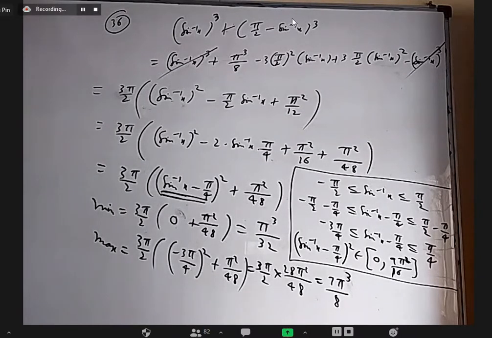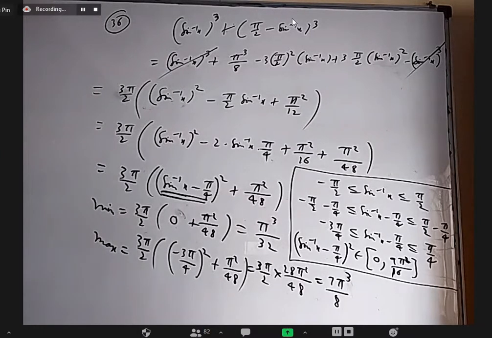Sir, why can't you write minus pi cube by 8 less than or equal to sin inverse x whole cube less than or equal to pi cube by 8, and we can add those two inequalities? Okay, you want to find the minimum of each and maximum of each. Yes, sir. But the problem is sin inverse x maximum is pi by 2 and that is attained when x is 1. And cos inverse x maximum is pi and that is attained when x equals minus 1. Regarding minimum, cos inverse minimum is 0, attained at x equal to 1. Sin inverse x minimum is minus pi by 2, attained at minus 1. So they are not happening simultaneously. That's the problem.